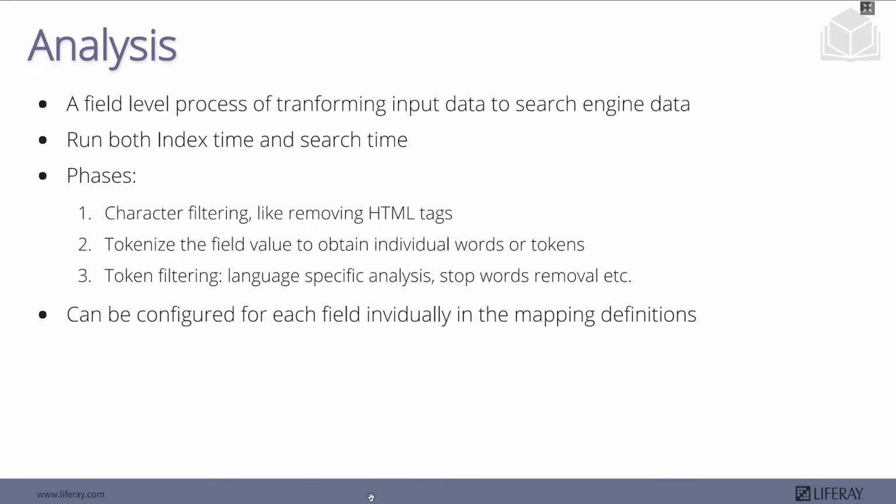Now, analysis. Behind the scenes, we're able to process whatever it is that we are uploading. This whole analysis process can run during the time that we are indexing something and during the time that we are searching for something. The phases are like so. We first do character filtering, so we can pick and choose the different characters that we may not want, like the, or, and so on.